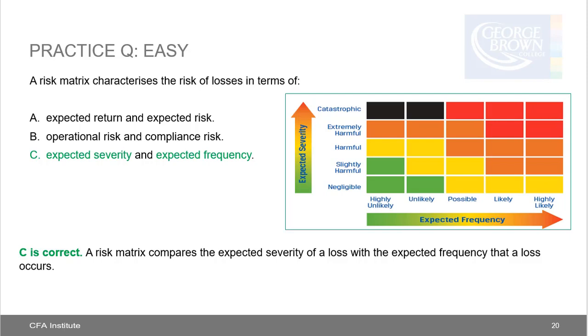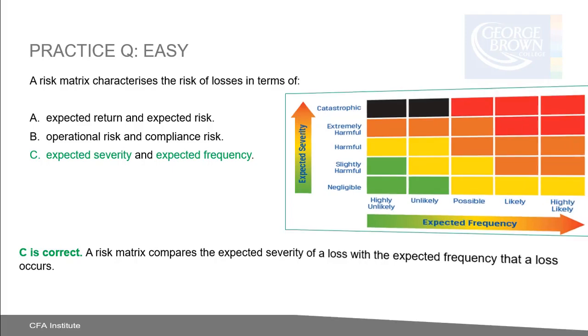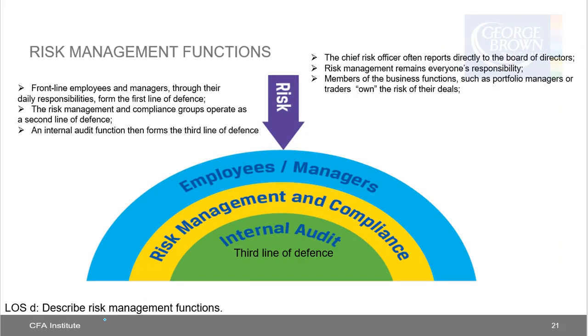Catastrophic is highly unlikely to unlikely. If we look at the black, it's highly unlikely, unlikely, catastrophic, and we're going to call that a black swan because we rarely see it until after the fact. So moving on now to Learning Outcome Statement D, which is describe risk management functions.